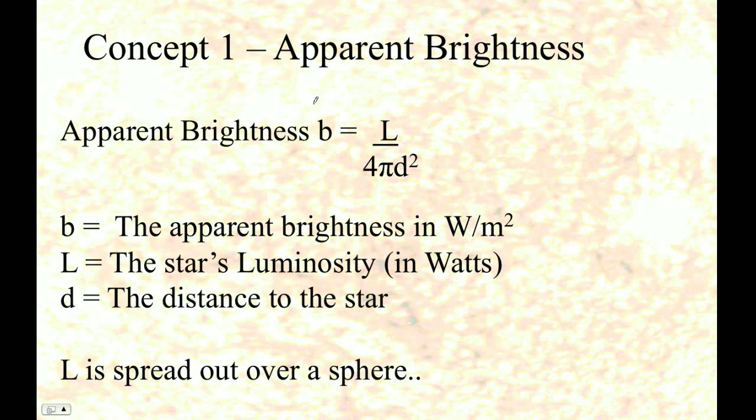Okay, so here's our formula for the apparent brightness. Little b is the apparent brightness, L is the star's luminosity, and d is how far away the star is. This is where physics leaves off and we go into astronomy formulas. The watts per square meter is the power over the area: how much power per unit area that you receive from that star.